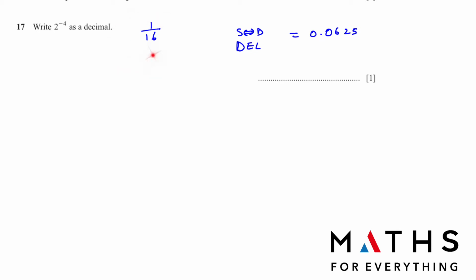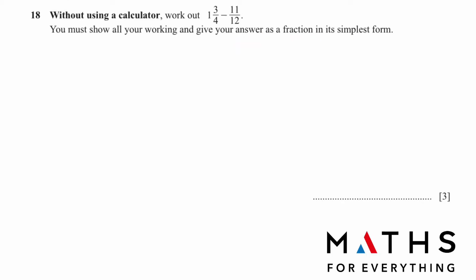So whenever you have a fraction and you want to write it as a decimal, before the delete button, this is there. Press that and you will get the answer. Number 18. Without using a calculator, work out 1 3/4 minus 11/12. You must show all your working and give your answer as a fraction in the simplest form.